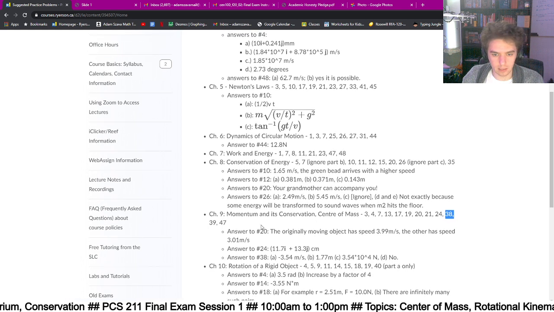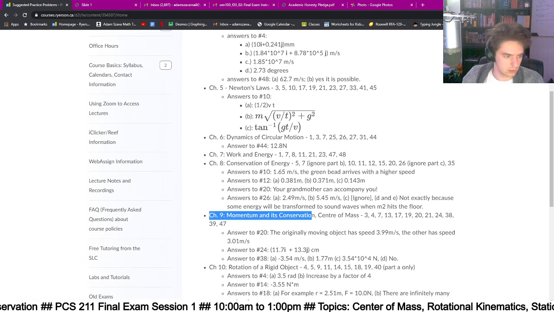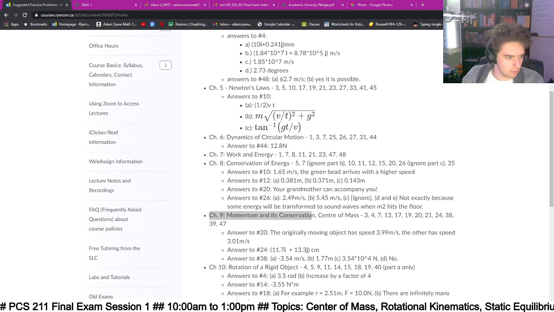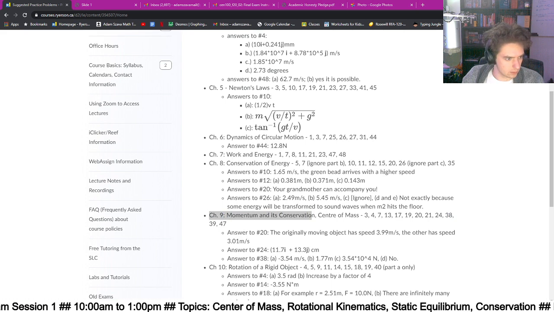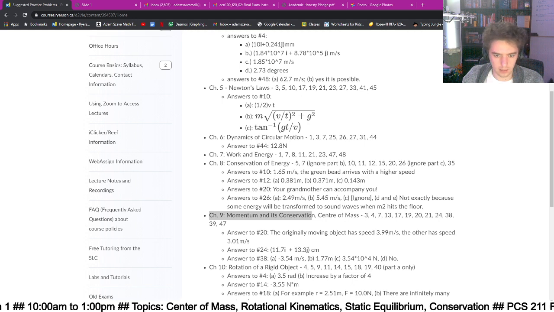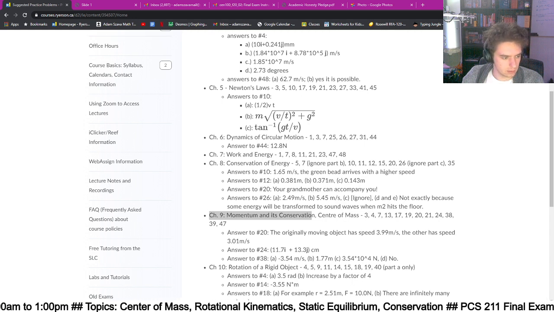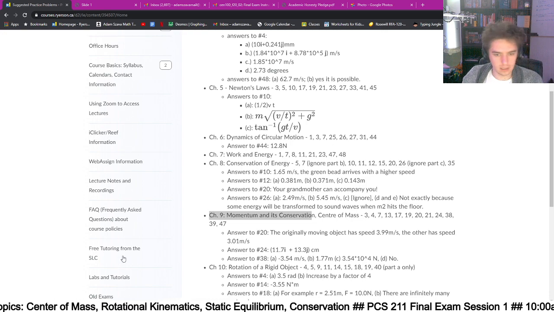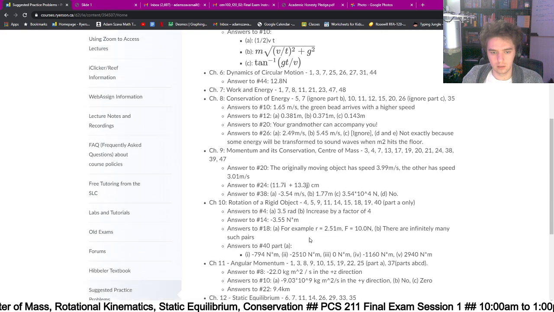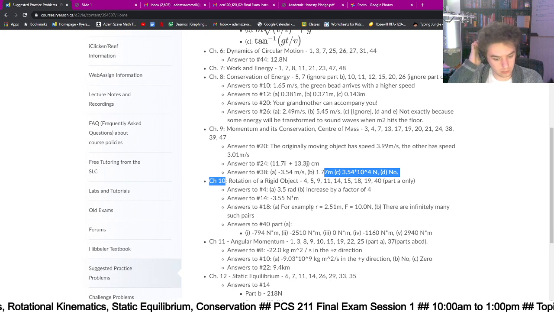The rest of them are probably momentum and its conservation questions. Let me look at them quickly, but I'm sure you're right. This one is momentum and its conservation, and then 47 is too. Okay, so let's move on to chapter 10. That's the only center of mass question we got, I guess.